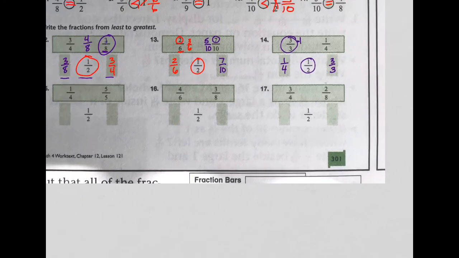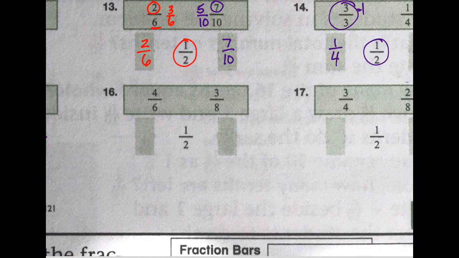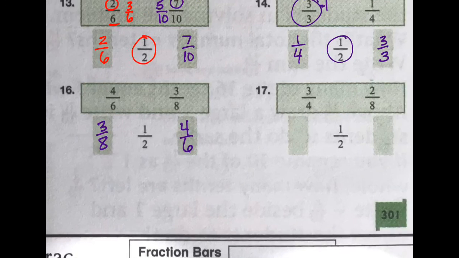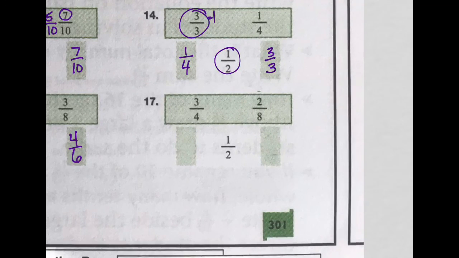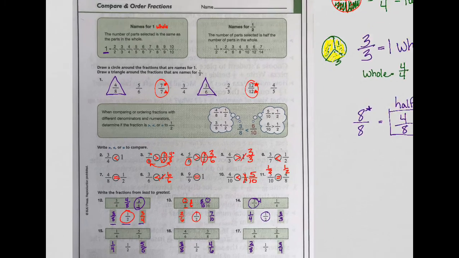Okay. So then I'm just going to give you the answers for the rest. So for number 15, you would have 1/4, then 1/2, 5/5. Number 16, 3/8, 1/2, and then 4/6. And then for 17, 2/8, 1/2, and 3/4.